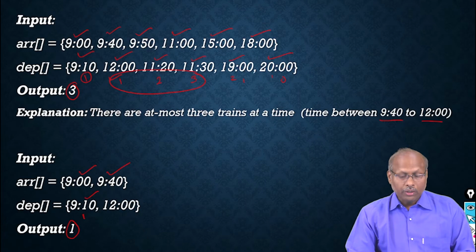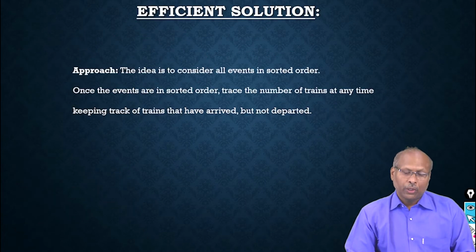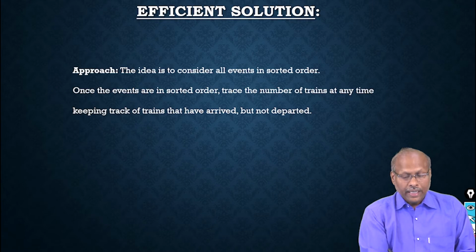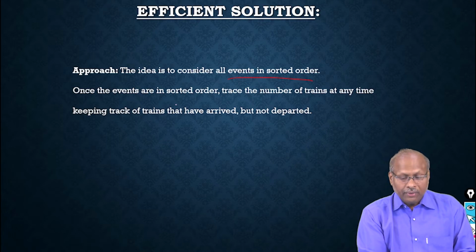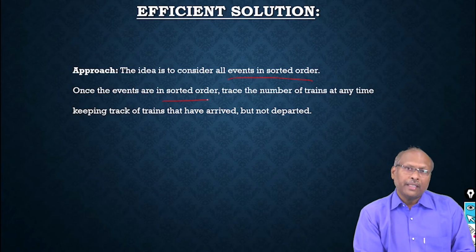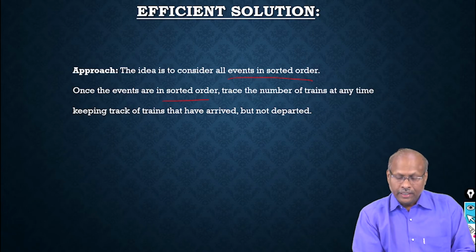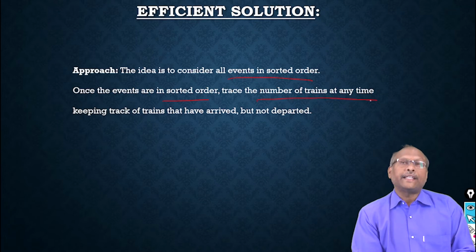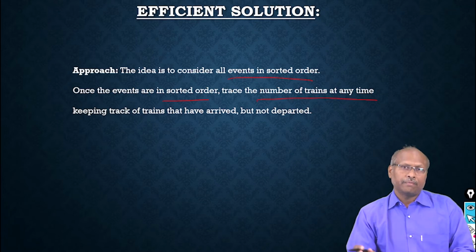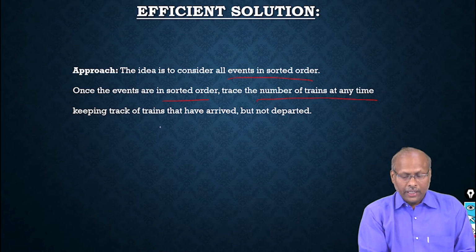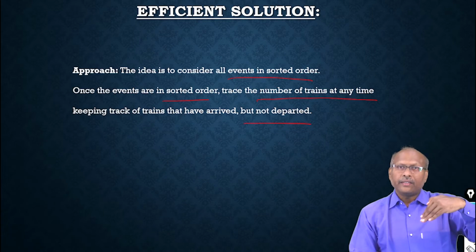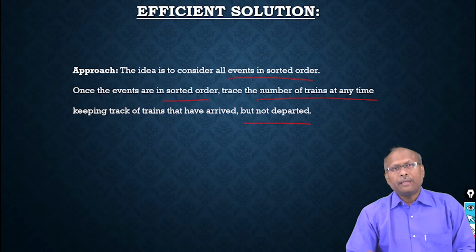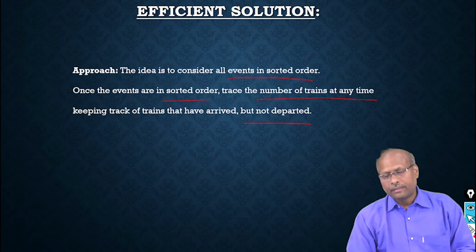So to solve this one, what approach do you have to follow? The efficient approach: the idea is to consider all events in the sorted order. Events means what? The arrival time as well as departure time. Once the events are sorted in order, you can trace out the number of trains at any time, how many trains are there at a given stretch of time. So keep track of the trains that have arrived but not departed. When trains are arriving, you have to accommodate them on platforms. If some platforms are vacant, then they can be used by some other train.